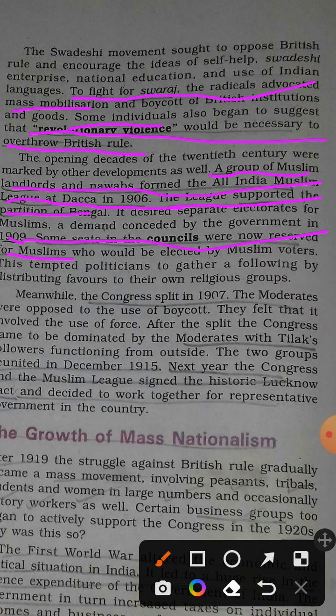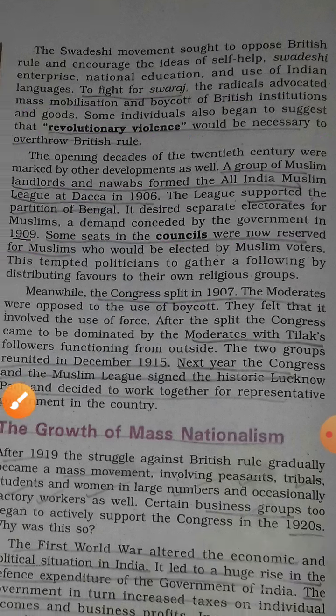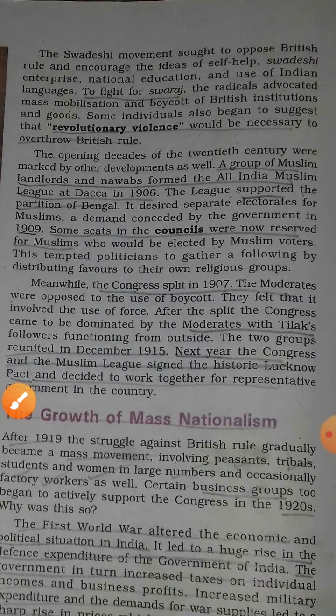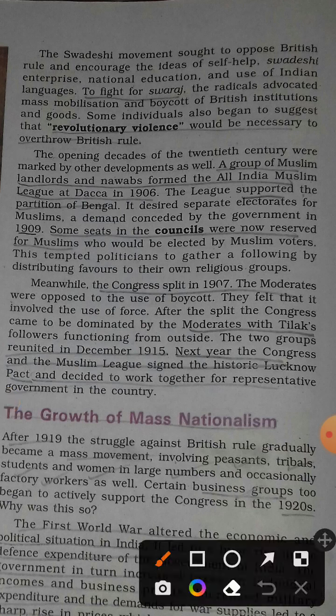Meanwhile, the Congress split in 1907. The moderates were opposed to the use of boycott. They felt that it involved the use of force. After the split, the Congress came to be dominated by the moderates, while Bal Gangadhar Tilak's followers functioned from outside.